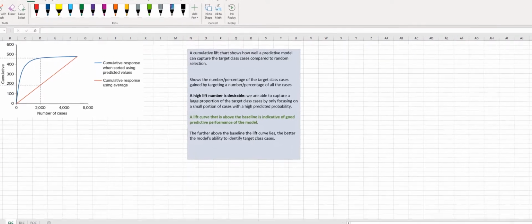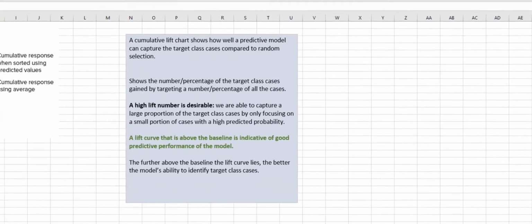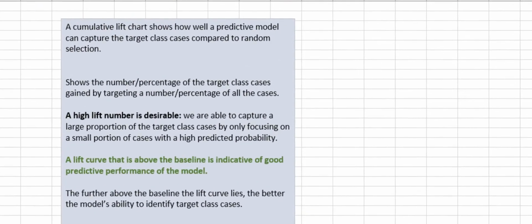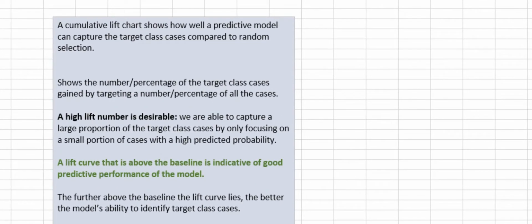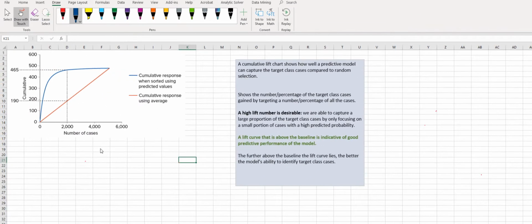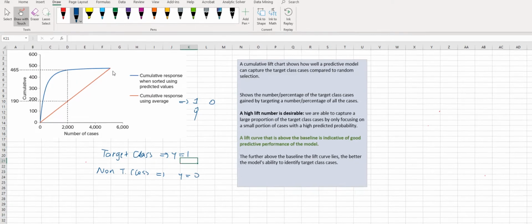A cumulative lift chart, also called a cumulative gains chart, shows the improvement that the predictive model provides over a random selection in capturing the target class cases. So here in this example, our target class is when y is equal to 1, and non-target class is when y is equal to 0. The baseline model, or random selection model, randomly assigns 1s and 0s to y predicted. And the cumulative lift chart shows the improvement of our predictive model over the baseline model.